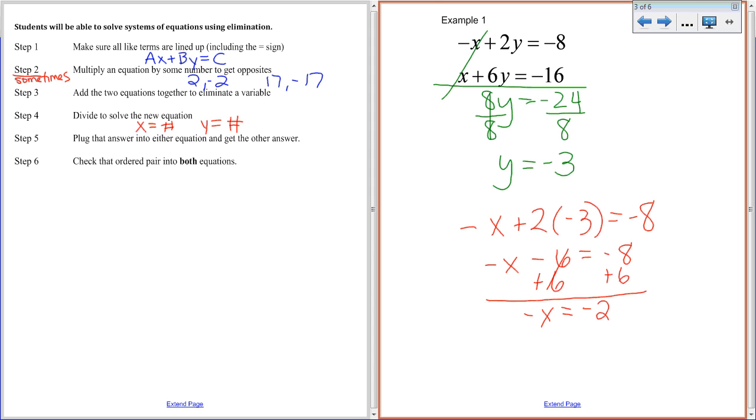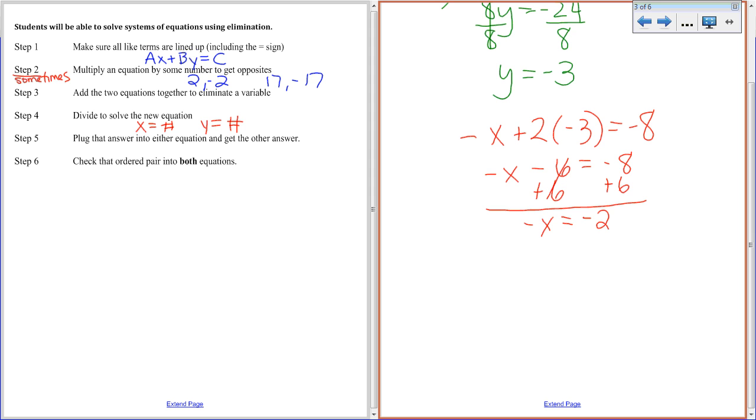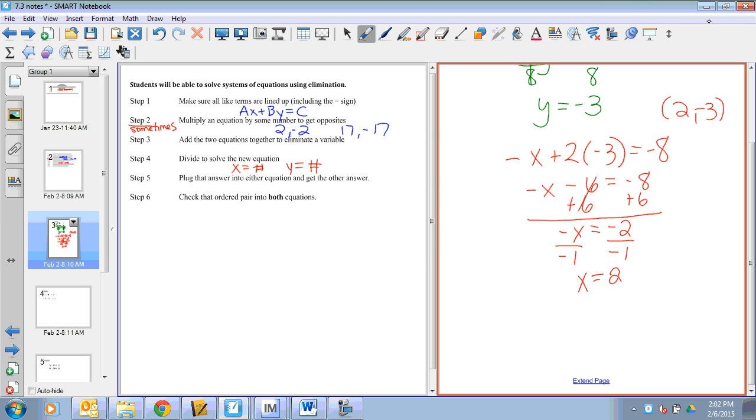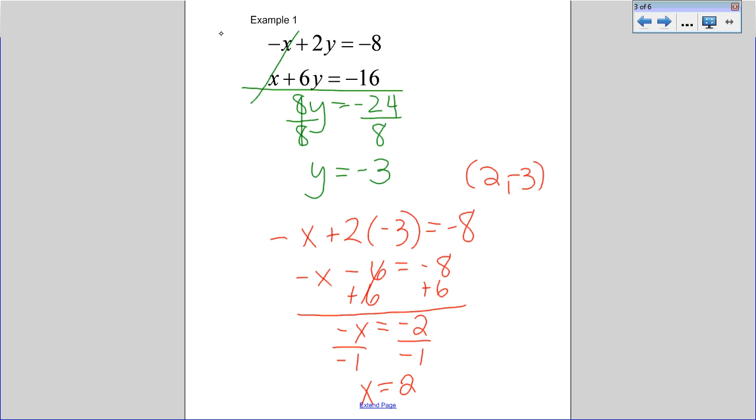Use your calculator. If you're not getting the same math I am, take the time, and you have to divide by negative 1 or just take the opposite of both sides. But that should equal a positive 2. So if we take a look at this, we're saying the answer is 2, negative 3. Negative 2 plus negative 6 is negative 8. 2 plus negative 18 is negative 16. Now I do that really quick with my mental math. Could you take the time to type those into your calculator if you're not doing the mental math?